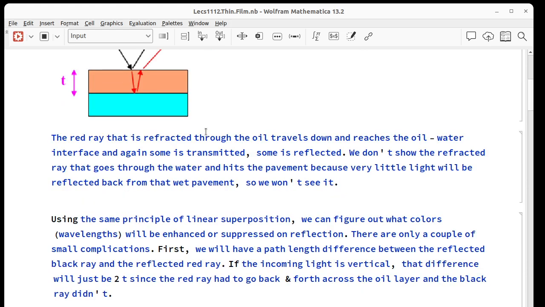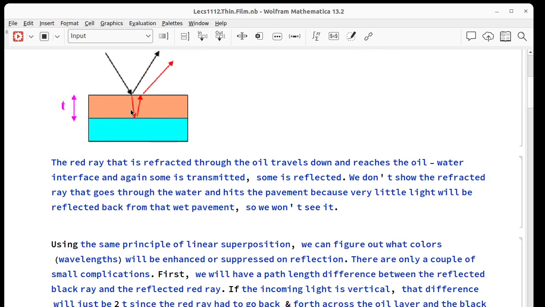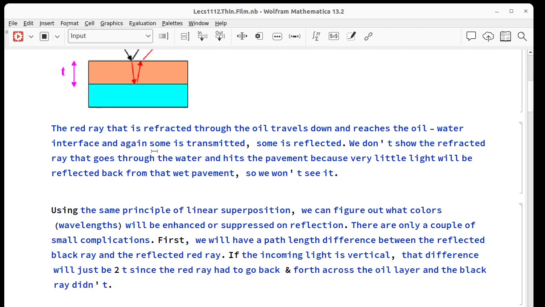So first we're going to say the path length difference is just 2 times t, where t is the thickness of the oil. Now, if we were doing this more realistically and things were coming in at an angle, the way I have it drawn, we'd have to use that angle to figure out what this path difference really is. It wouldn't be straight down and back. So we're just doing this to make life easier for ourselves. We're just saying the path difference is 2t exactly.